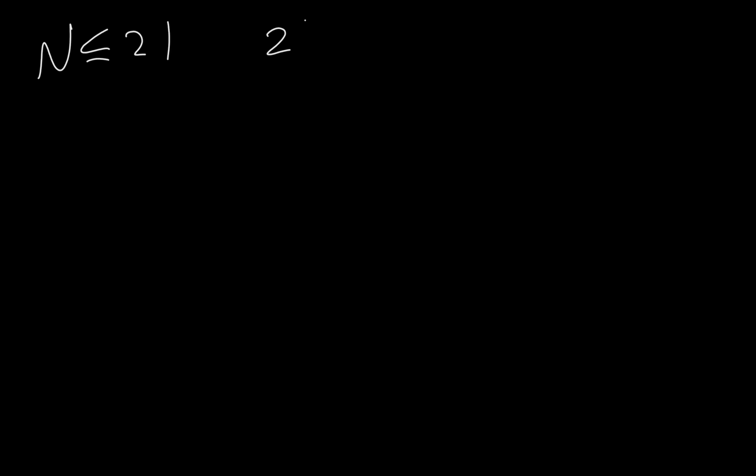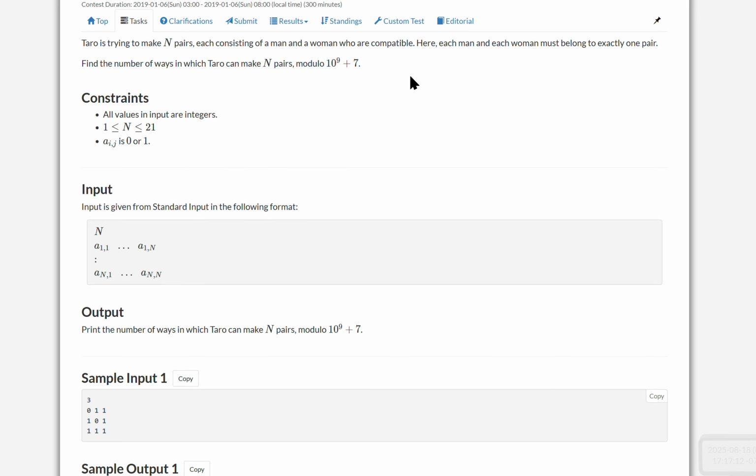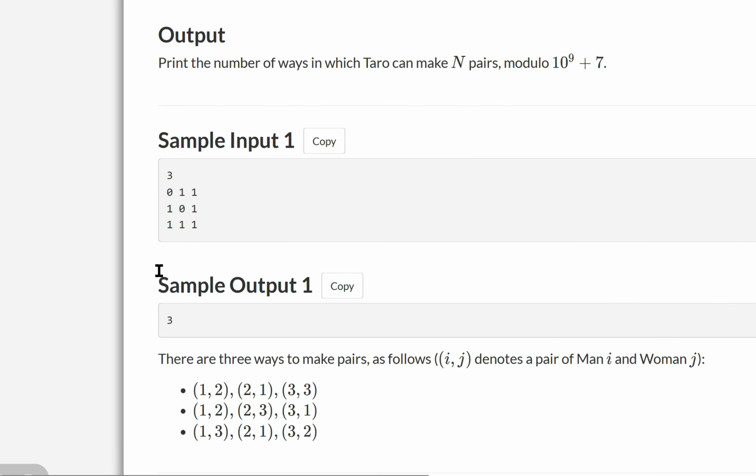So 21 factorial, which would be brute force, will not fly. That's too much for our time complexity. But 2 to the 21 does fly, right? So 2 to the n will work. And that usually means we use subsets. So let's think about that. And of course you can have n to the power of 6 or 5 or something crazy like that. But let's see. Okay, so this is how the problem looks.